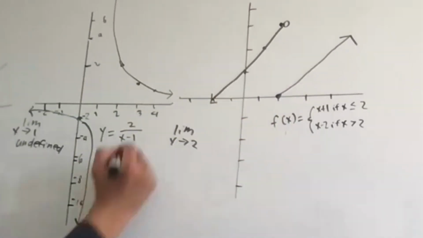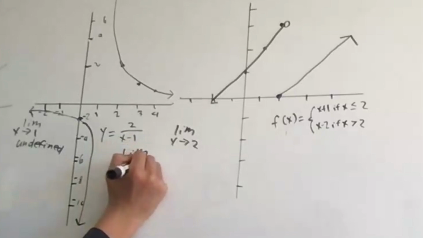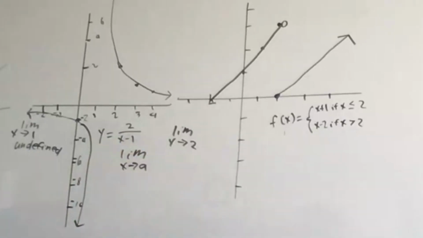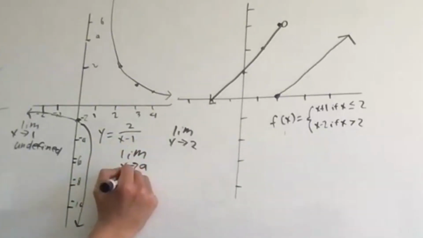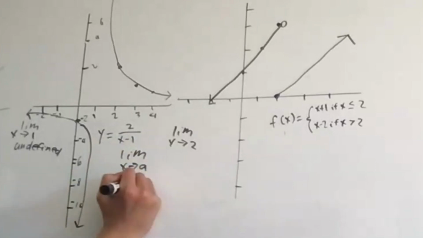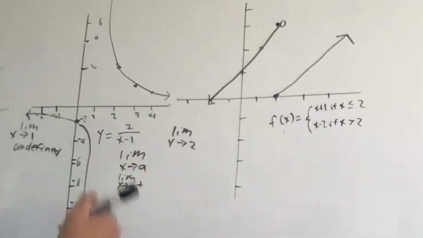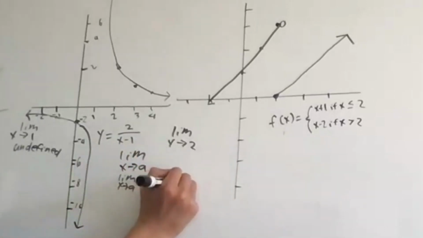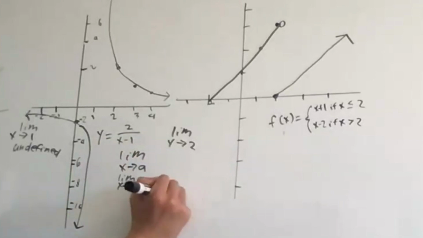So therefore, the limit of x as it approaches a is only defined if the limit as x approaches a from the right is equal to the limit as x approaches a from the left.